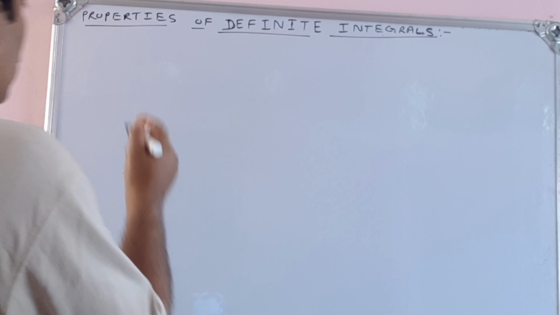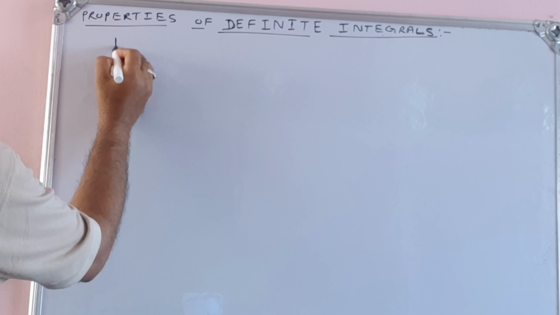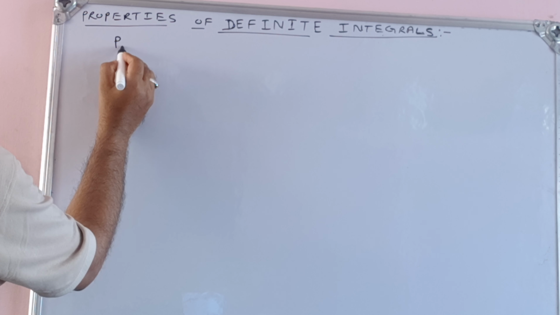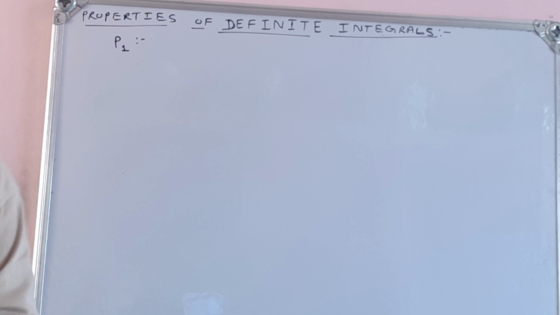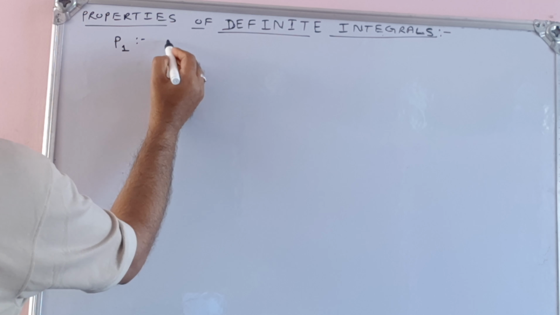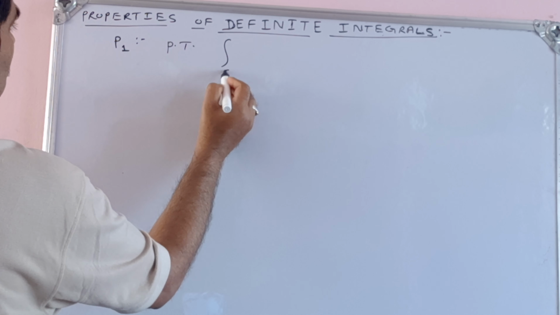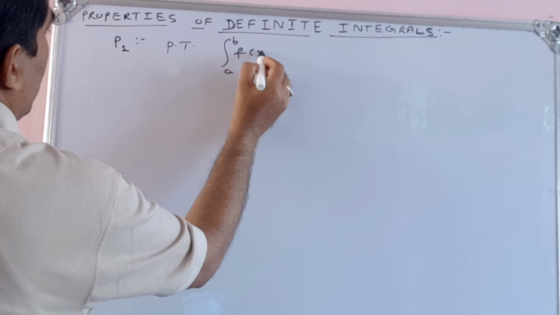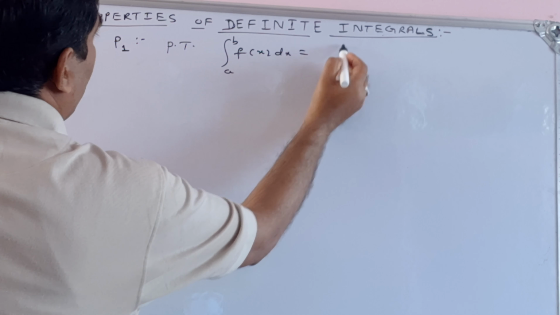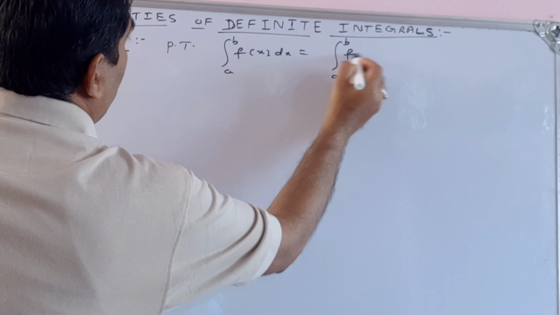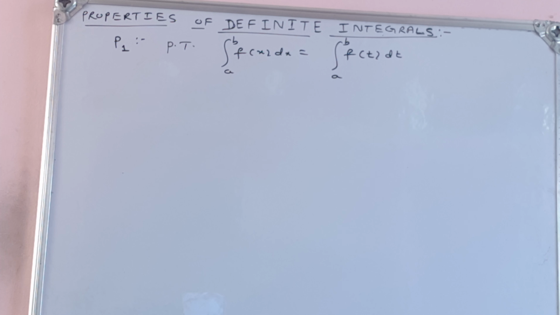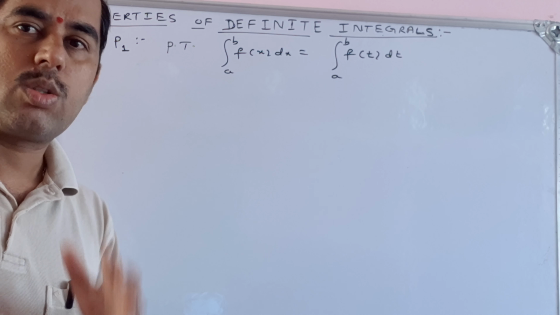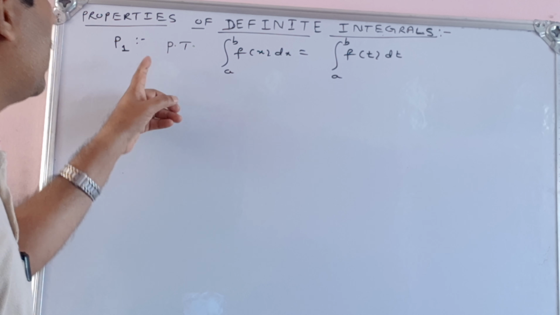Let us begin by considering the first property. I will write this as CP1, that is, first property. A very simple property. Prove that the integration from a to b of f of x dx is equal to the integration from a to b of f of t dt. This is our first property. Let us begin this session by considering this simple property.